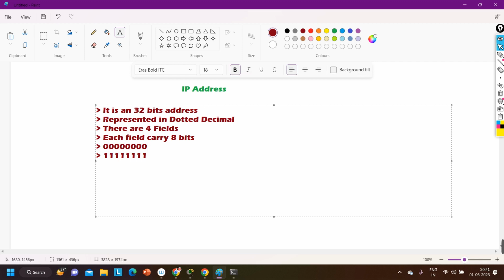Yes or no? If all bits are 0, then what value will you get? 0. If all bits are 1, then what value will you get? 255. Exactly. That means in each octet the value can vary from 0 to 255 only.